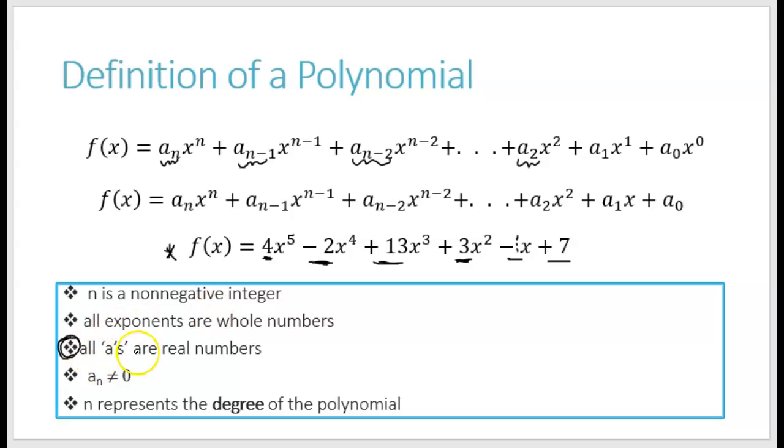Okay, so all the a's are real numbers. That's the main thing you need to remember. So my coefficients have to be real numbers. I can't have imaginary number coefficients. Now, of course, we have a variable. Our variable is x in most cases. It's going to have to be the base for my exponent, and you'll see that that's the case here. So x to the 5th, x to the 4th, x to the 3rd, and so on and so forth.